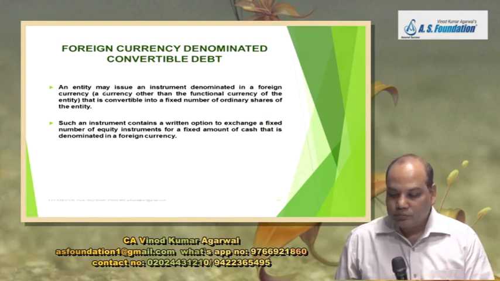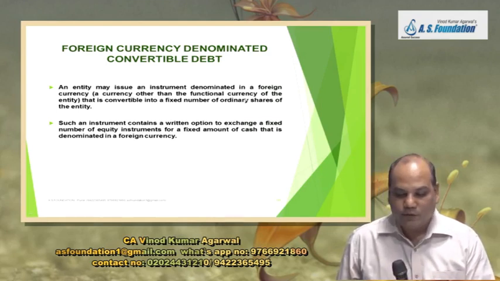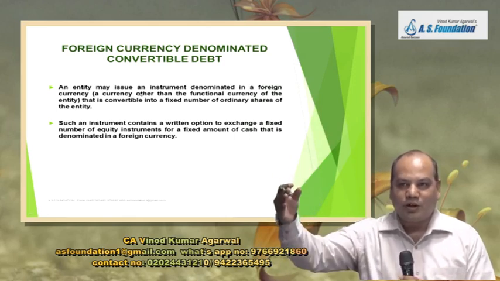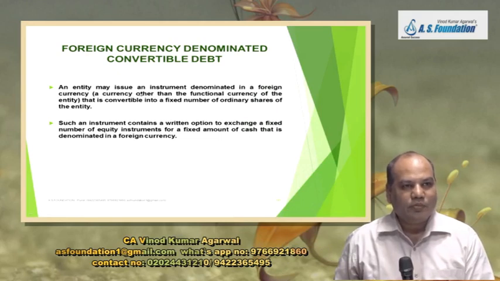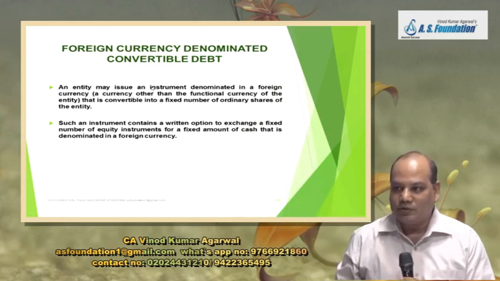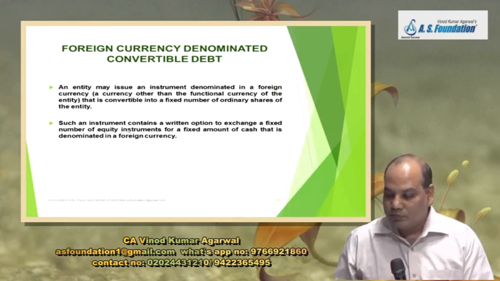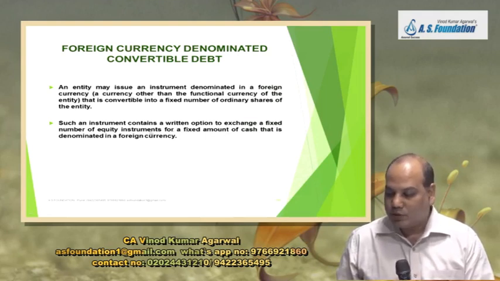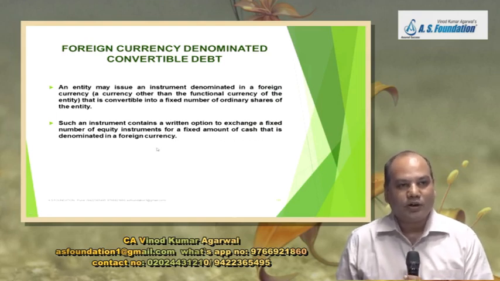Okay. An entity may issue an instrument denominated in foreign currency, a currency other than the functional currency of the entity, that is convertible into a fixed number of ordinary shares of the entity. So this is how FCCB works. You go outside your country and raise money from the foreign investor by issuing a bond which is denominated in their currency. For us, it becomes a foreign currency. Such an instrument contains a written option to exchange a fixed number of equity shares for a fixed amount of cash that is denominated in a foreign currency.